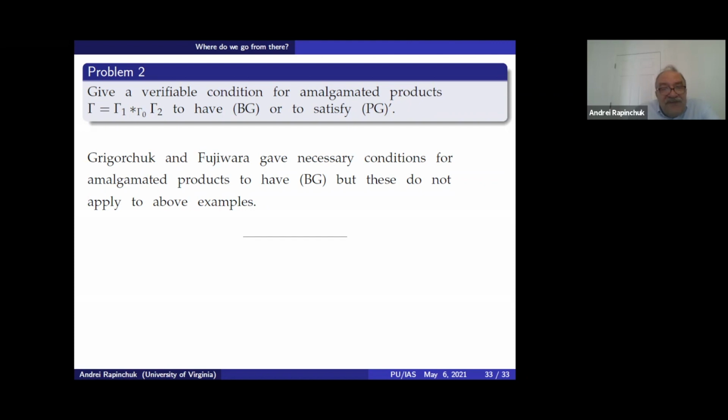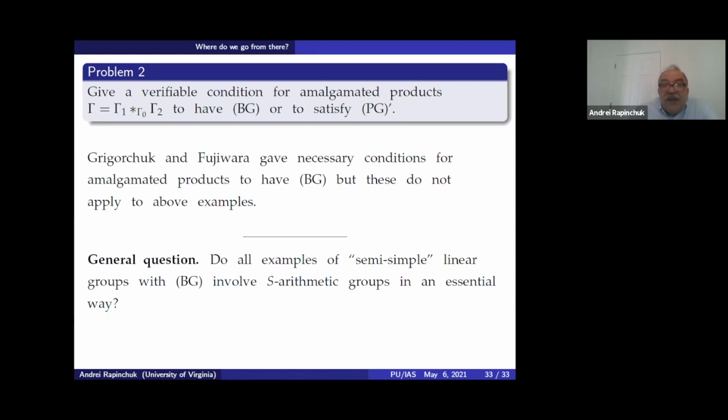So, let me finish with a very general and vague question. In fact, up to now, all examples of groups with bounded generation, this way or another, are related to arithmetic groups. So one would like to know if this is really the case, so that namely all examples of boundedly generated groups involve S-arithmetic groups this way or another. And particularly, we are interested in those linear groups that are non-trivial amalgams.